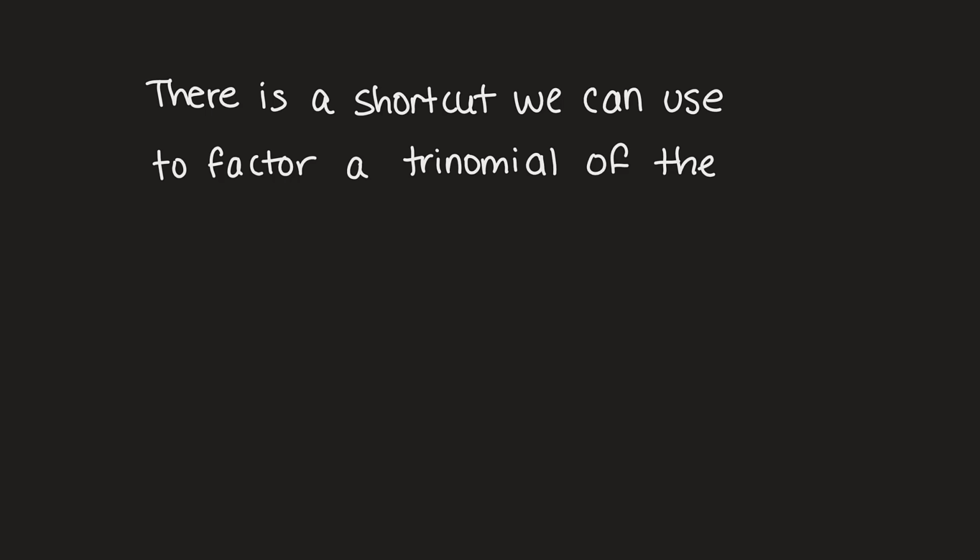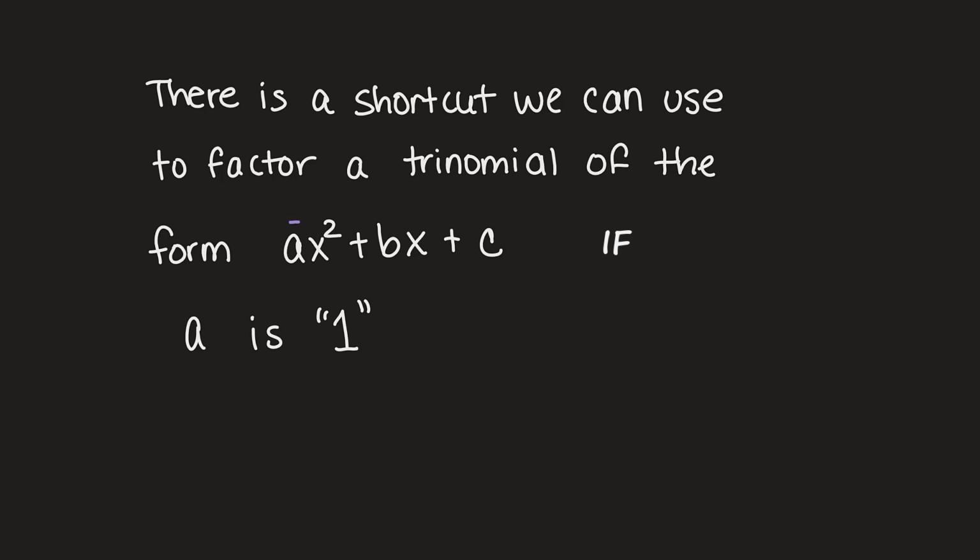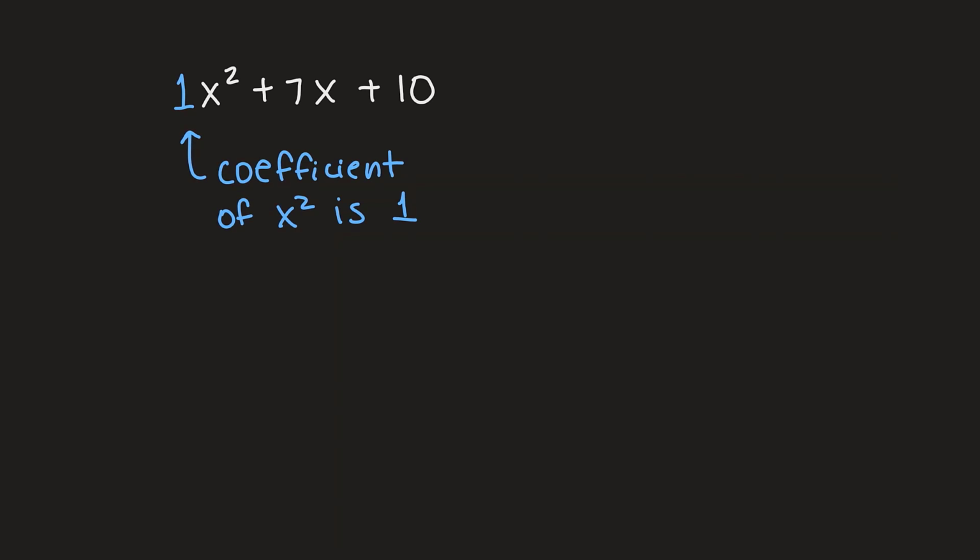So there's actually a shortcut that we use to factor a trinomial of the form ax squared plus bx plus c if a is 1. So for example, if we have x squared plus 7x plus 10, the coefficient of x squared is 1. But first, let's factor this using the factor by grouping method.